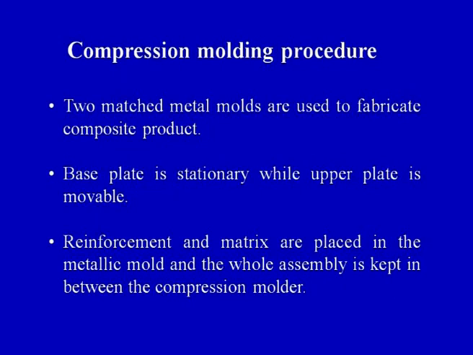The base plate is stationary, as I have already emphasized in the basic principle, while the upper plate is movable, or the upper mold half is movable. Reinforcement and matrix are placed in the metallic mold and the whole assembly is kept in between the compression mold. So, the raw material is in the form of the reinforcement and the matrix. The two constituents of the final product, that is the raw materials, are placed in the metallic mold, and this whole thing is kept in the compression molding machine. Sometimes the mold is also a part of a compression molding setup. The mold is fixed with the compression molding setup.